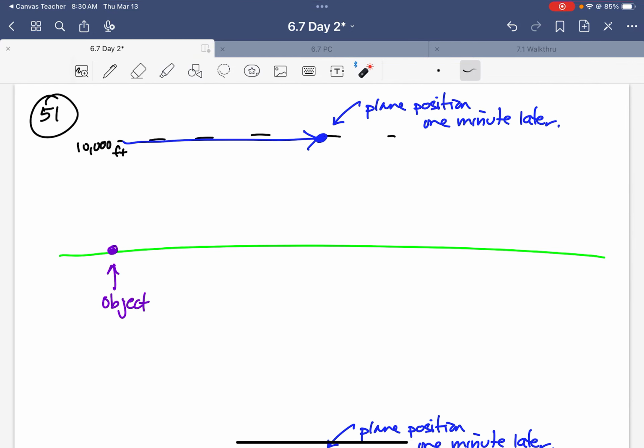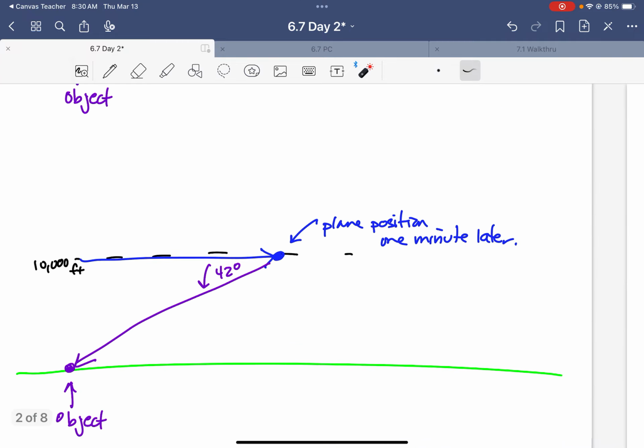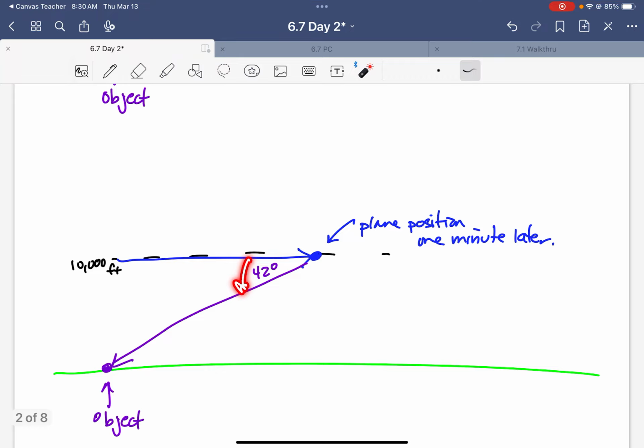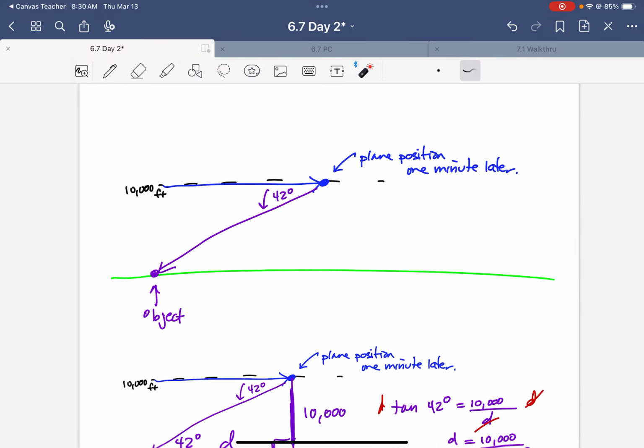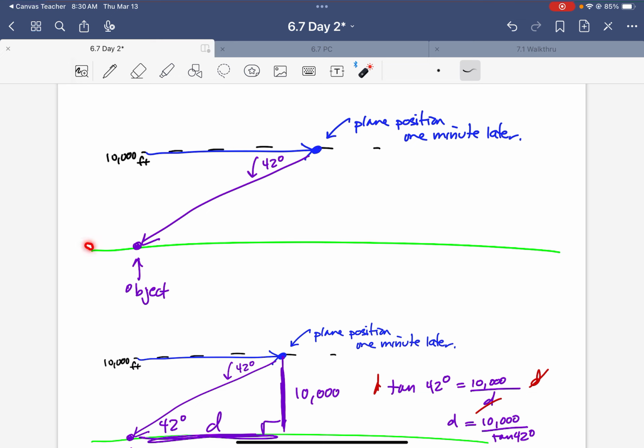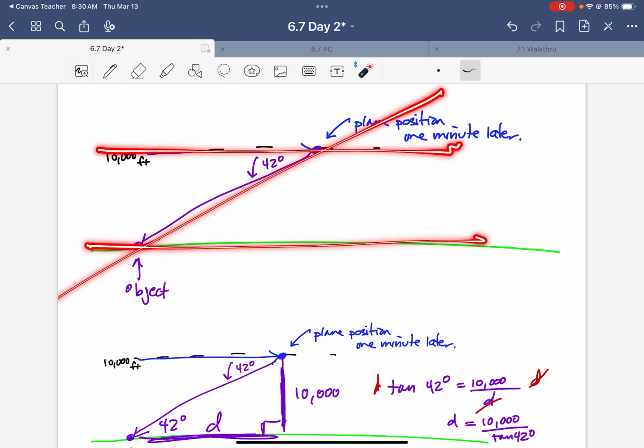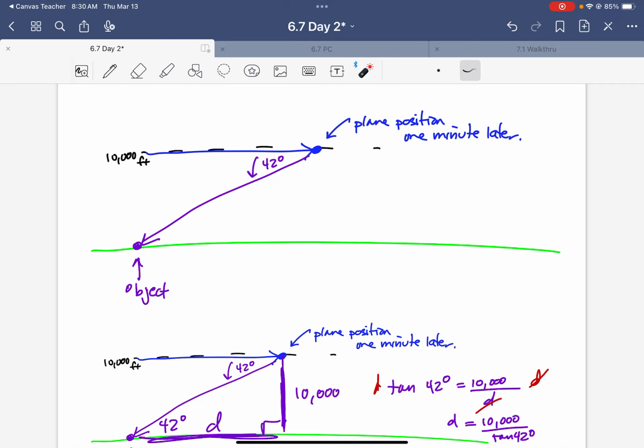Next question, we've got a plane flying this way over an object at a height of 10,000 feet. 1 minute later, the plane is here. When it looks back at the object, the angle that it makes with the horizontal is 42 degrees, so now I have a triangle. Since the ground and the horizontal are parallel, cut by a transversal, if this is 42, then this is also 42 because they're alternate interior angles.